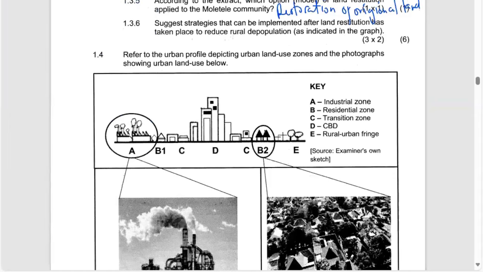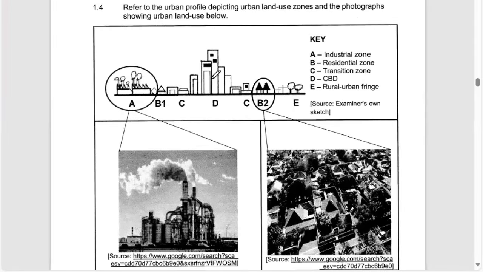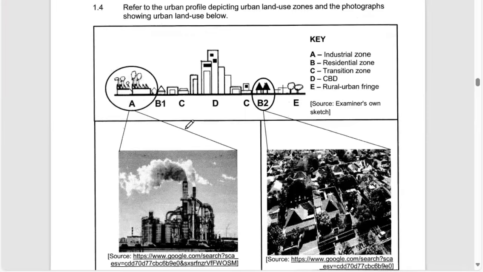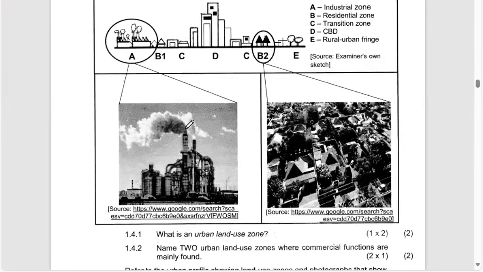Refer to the urban profile depicting urban land use zones and photographs showing urban land use below. Right. That is the urban profile. We can see that from the tallest building at D, the height of the buildings is declining as we go to the outskirts, where there's the rural urban fringe at E, and B is showing us that that is a high income area. Then we also look at the left-hand side. We see from the CBD, the buildings are declining, going downwards until we get to the heavy industries at A, at the end there. But let's try to use that urban profile to answer the questions.